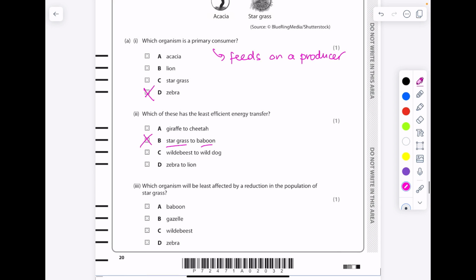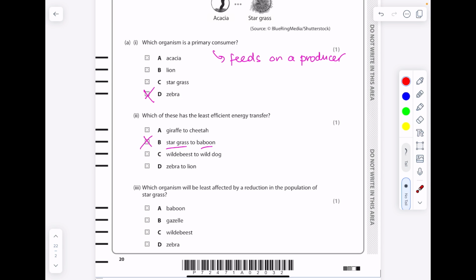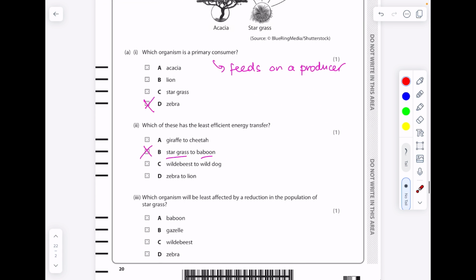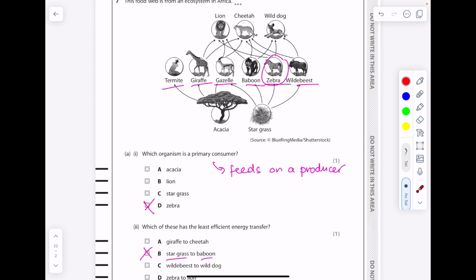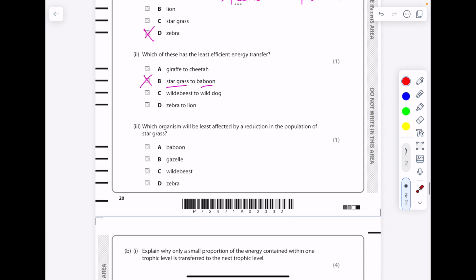Which organism will be least affected by a reduction in the population of stargrass? So in order to answer this, let's have a look through the options: baboon, gazelle, wildebeest and zebra. Baboon's definitely going to be affected because its food source decreased, as has the zebra and the wildebeests. So therefore, let's have a look. The gazelle also feeds on the acacia, so that will be okay because it's still got acacia to eat. So the answer here is gazelle.